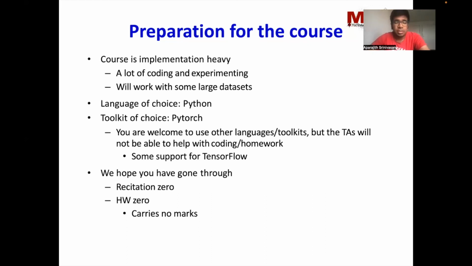We'll be using Python, and the toolkit of choice is PyTorch. You're welcome to use other toolkits, but the TAs might not be able to help you with it. Some of us support TensorFlow. We hope you have gone through Recitation 0 and Homework 0. Homework 0 carries no marks, but it really helps you to get prepared for the course. So please watch the recitation and do Homework 0 if you haven't done it yet.